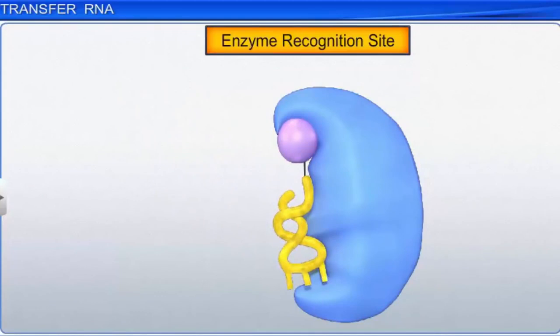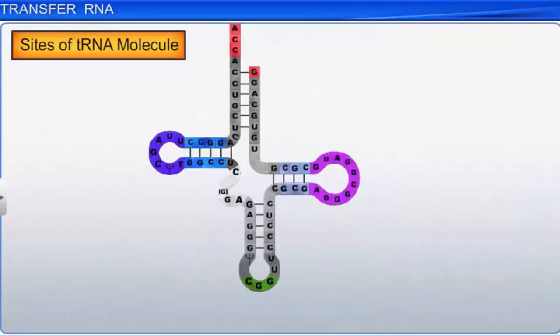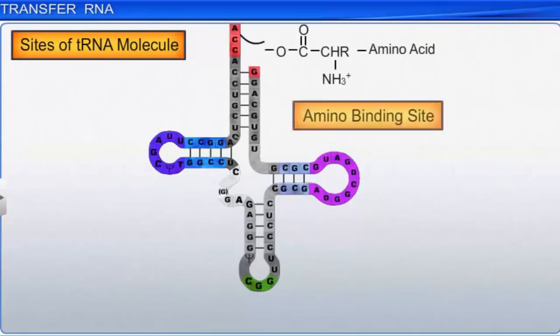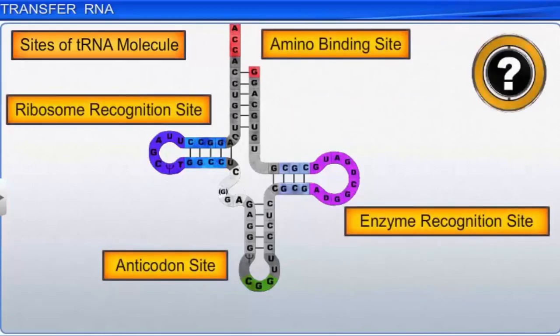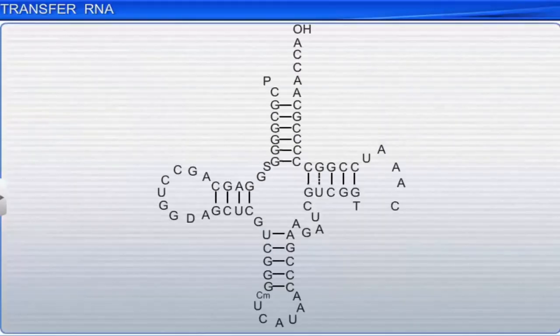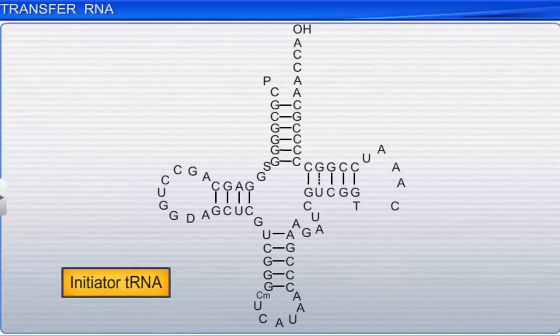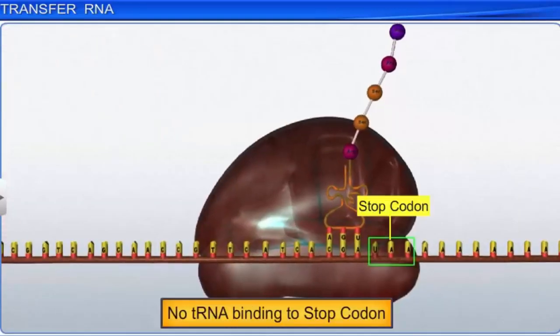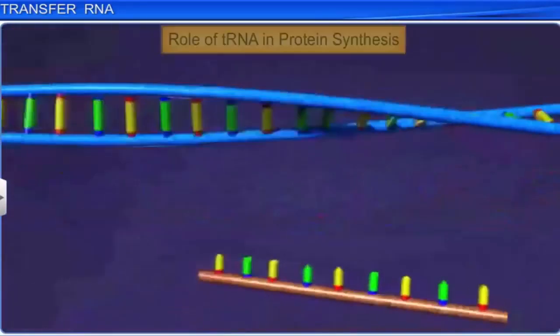Incidentally, this binding takes place at the 3' end of the amino acid binding site. Did you know that there is a specific tRNA for each of the 20 amino acids found in the human body? Also, there is a specific tRNA called initiator tRNA, which initiates the process of protein synthesis. However, there are no tRNAs for stop codons. tRNA is thus an important molecule, and it plays a vital role in protein synthesis by bringing amino acids to the mRNA template in the cytoplasm.